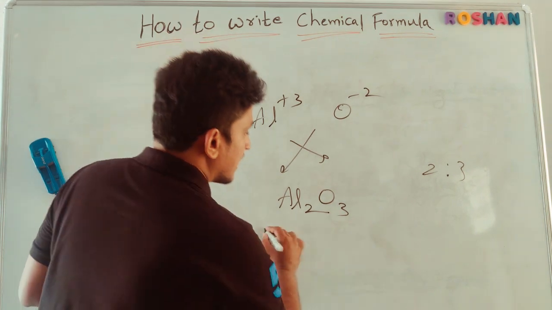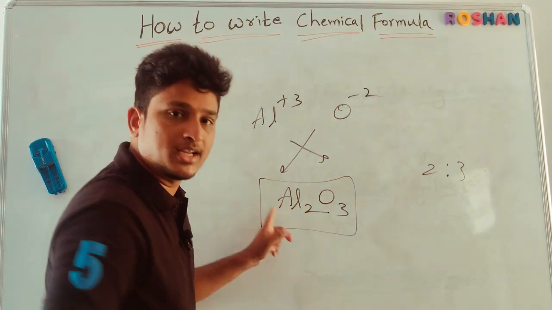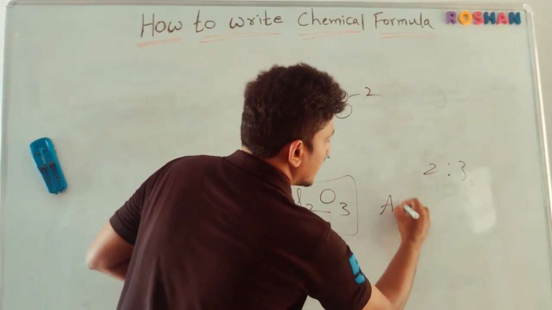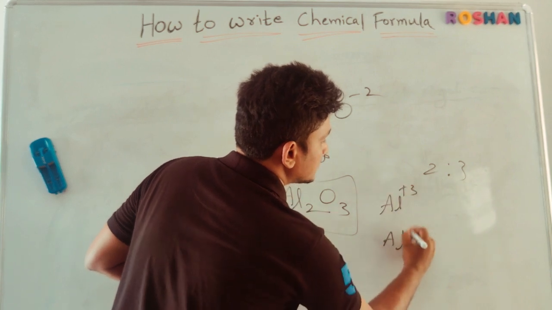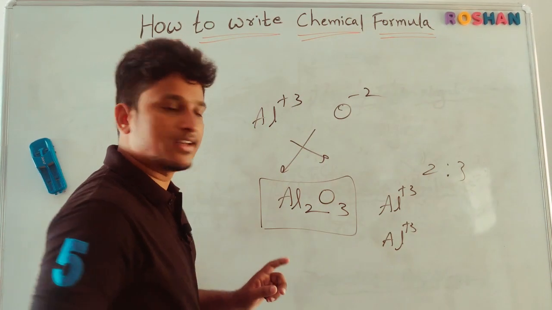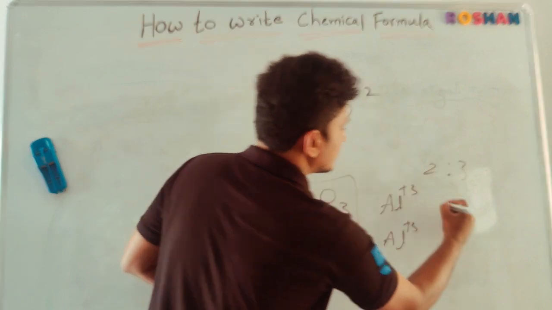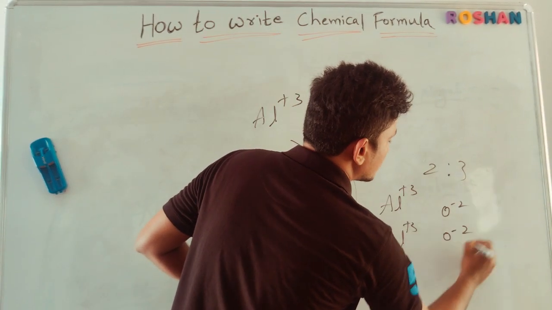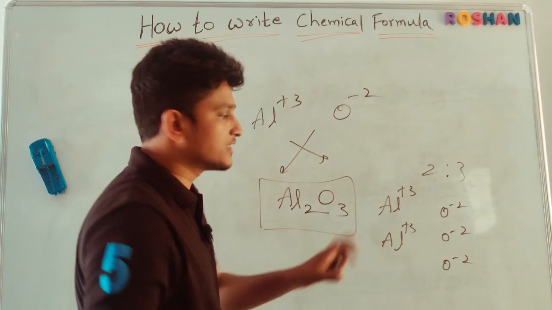Let's check. According to this formula, how many aluminiums are there? 2. Al plus 3, Al plus 3. How many oxides are there? 3. What is the charge on oxide? O minus 2, O minus 2, O minus 2. Let's see how it is neutralized.